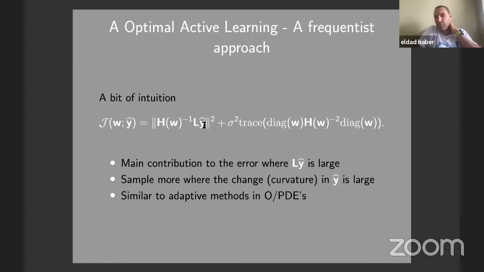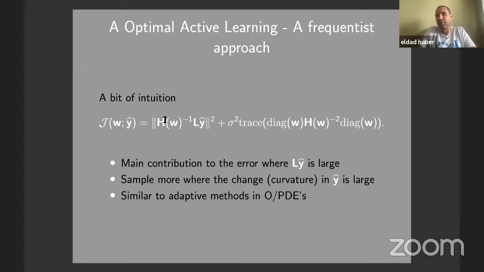So what you're doing here is you're saying, look, if this thing is large somewhere, then you want to sample more where it is large. If you see that there is a high curvature, so things are changing quickly, where this is large, all you want to do is sample more where things are actually happening. And that's basically what this thing is doing.